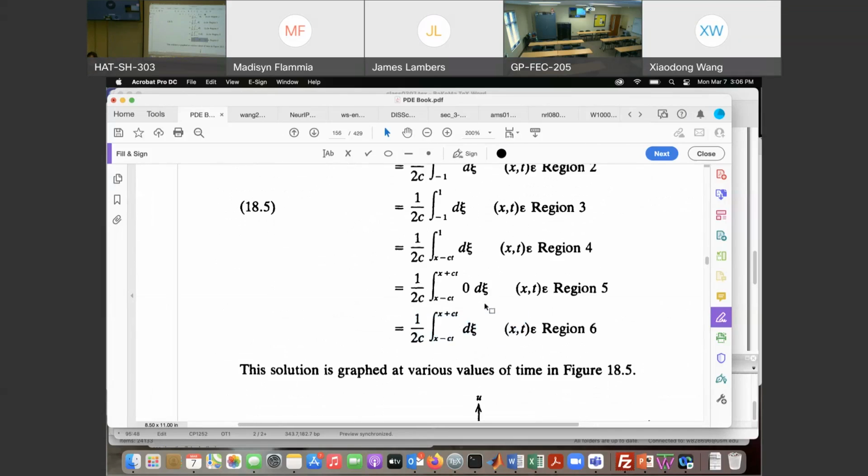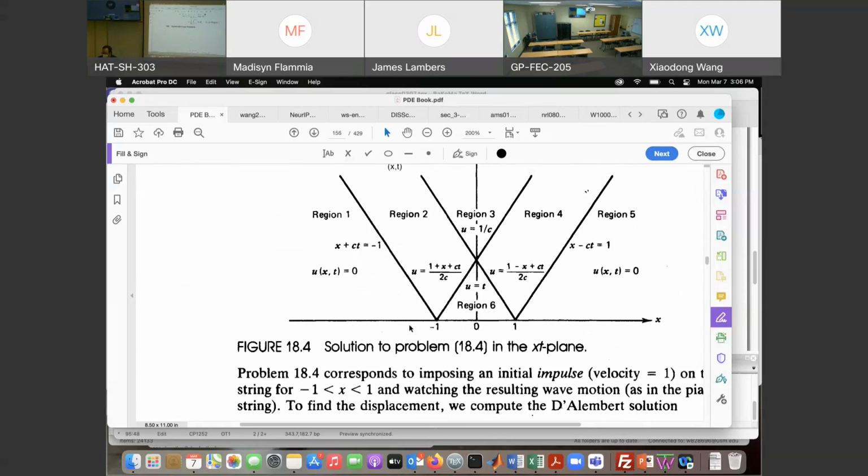This will be the integral. Since, in this case, both of these values are between -1 and 1, I'm integrating 1 over this interval, so I'm just taking the difference of the limits. The x's will cancel, and I'll have ct minus ct. So I get 2ct over 2c, so that just simplifies to t. So that's why the solution is equal to t in this triangle.